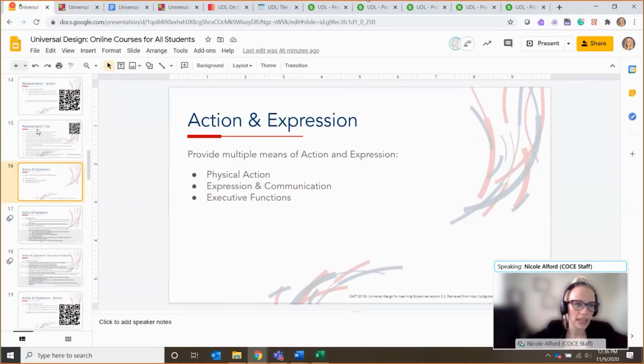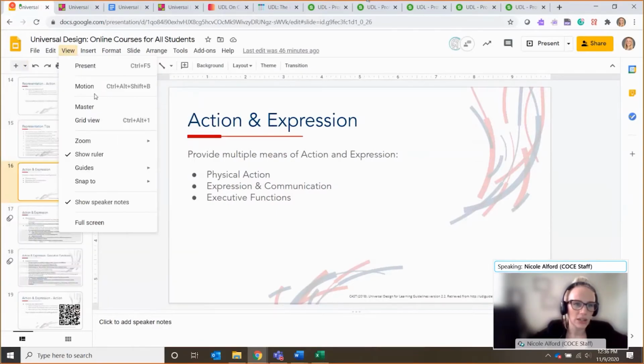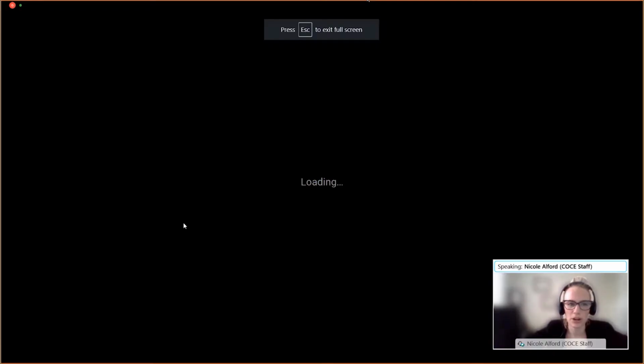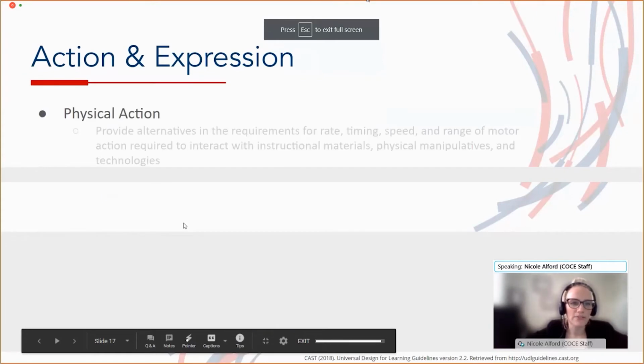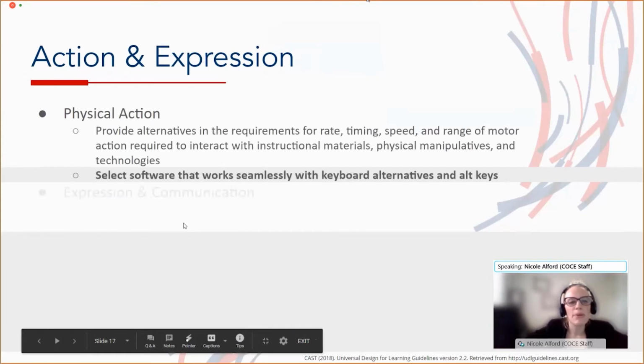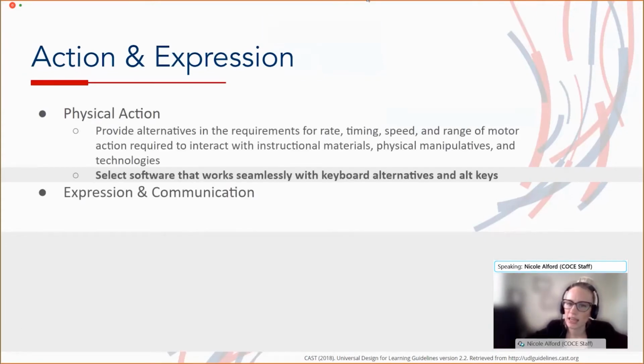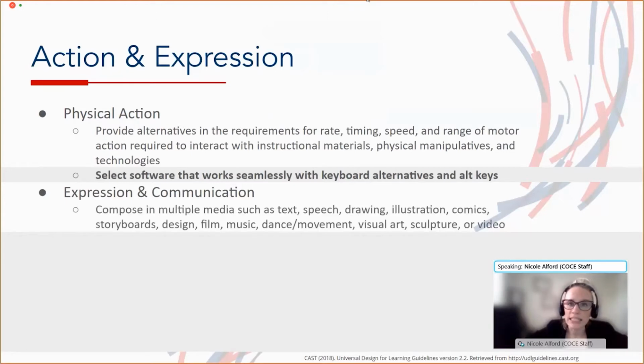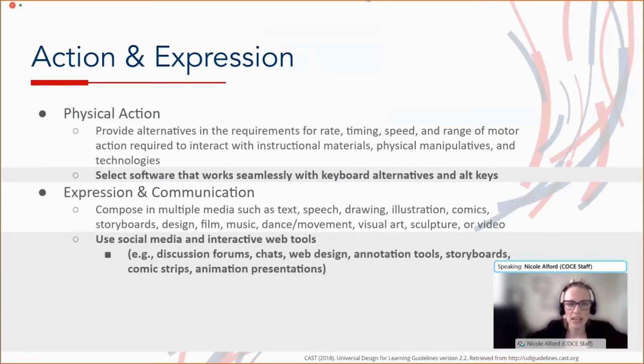So I'm going to switch right back into the presentation here under action and expression. So we have some physical action. Thinking about what software you're selecting and figuring out if it is keyboard accessible. Sometimes we have this really cool tool and making it accessible, maybe you have to reach out to the company to see if they have an accessible version or something like that. It's always a good idea to have some sort of guidelines for all students, because sometimes it may just be helpful to have that alternative.